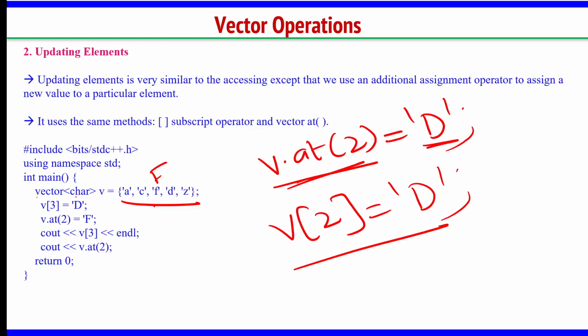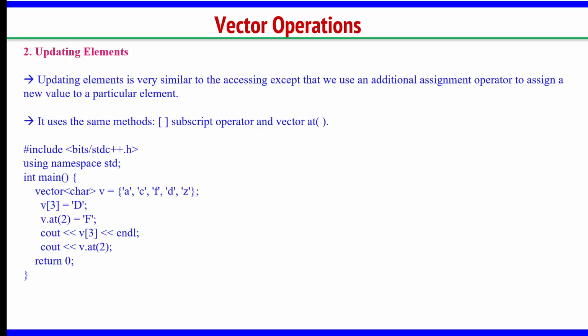See, vector char v equal to, some elements are given, v of 3 equal to D. So this becomes capital D, v dot at of 2 equal to F. So this becomes capital F, and you can print them and see. So updating elements is very easy.